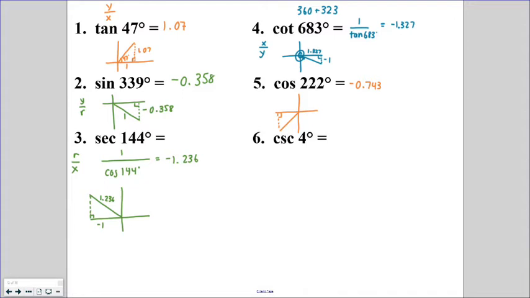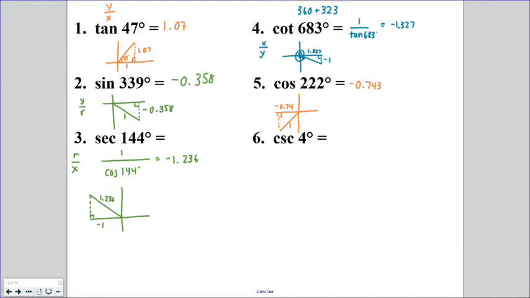Now, what values can I include here to make this negative 0.74? Well, in the 3rd quadrant, the x value here is negative. And cosine is x over r. R is going to be positive 1. R is always positive.